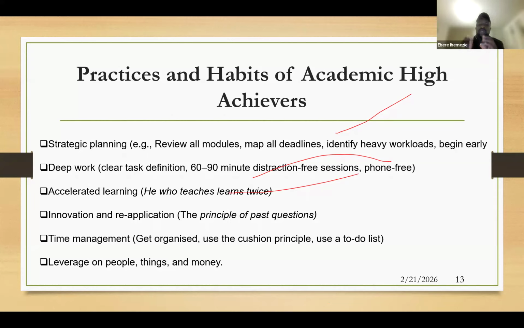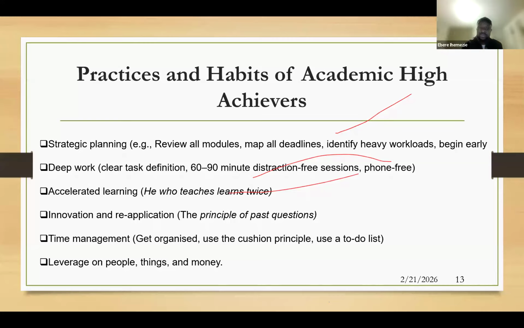So using the cushion principle, I always set a personal deadline before the general deadline, and I use it to achieve what I want. And of course, to-do list, key. I don't joke with to-do lists because there are so many things, especially when you have so many things calling for your attention. You need to get organized, have a to-do list, and know the things you need to do at the beginning of the day and when you need to do it.